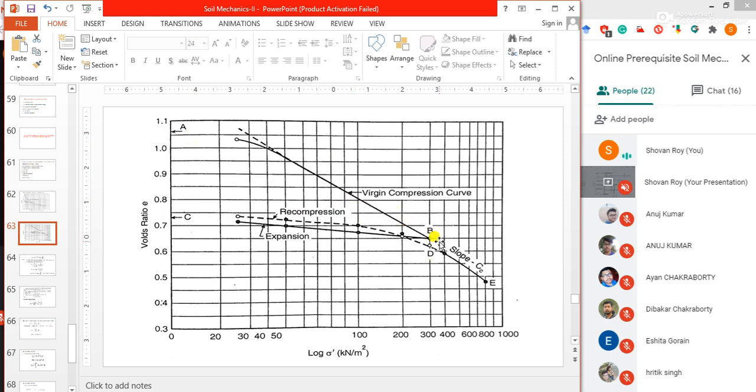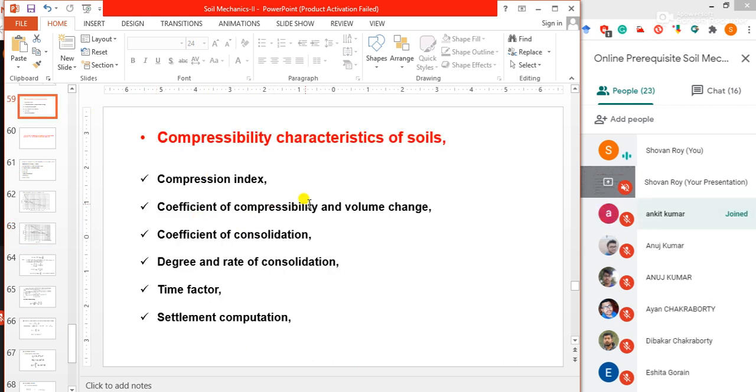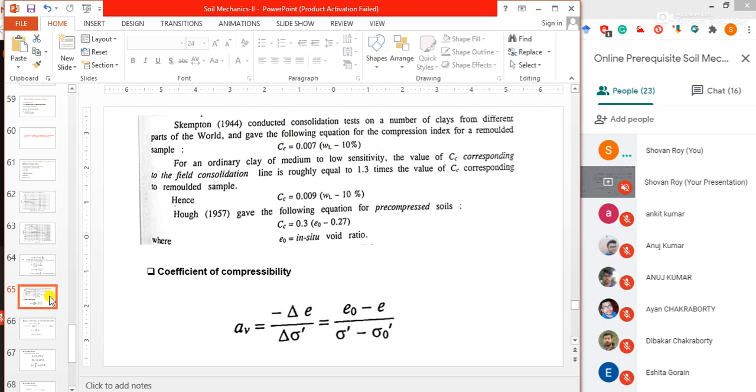Okay, the slope of the curve. This is simply Cc. What is the coefficient of compressibility? The coefficient of compressibility is av. What is av? av is the decrease in void ratio per unit increase of pressure. This is av, the coefficient of compressibility.